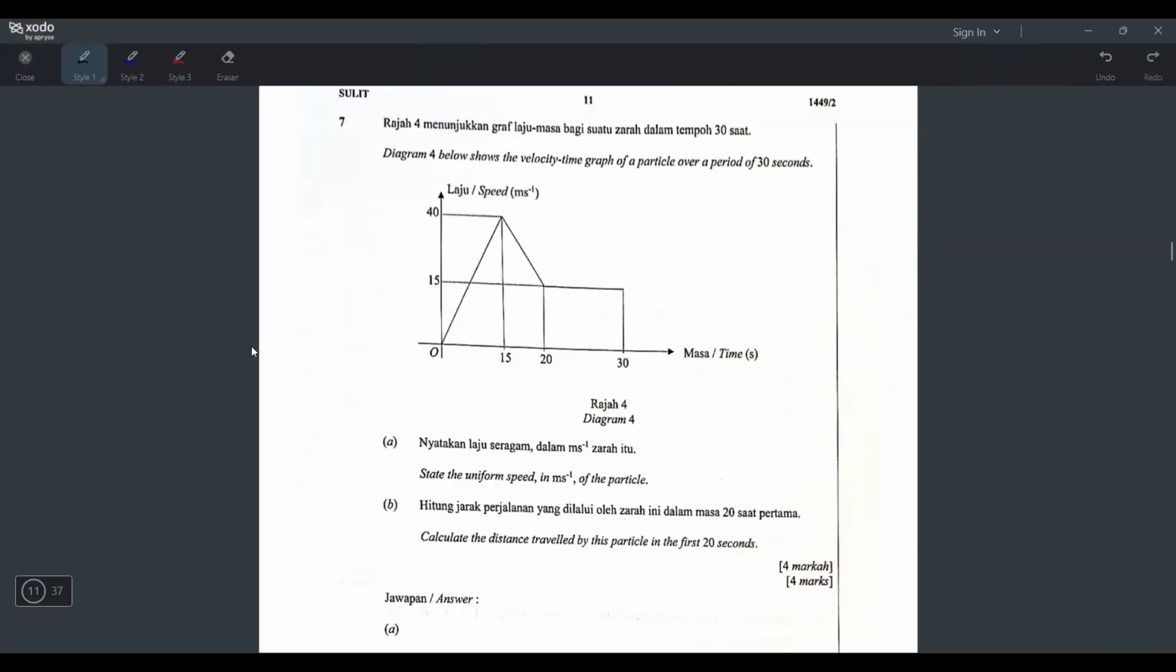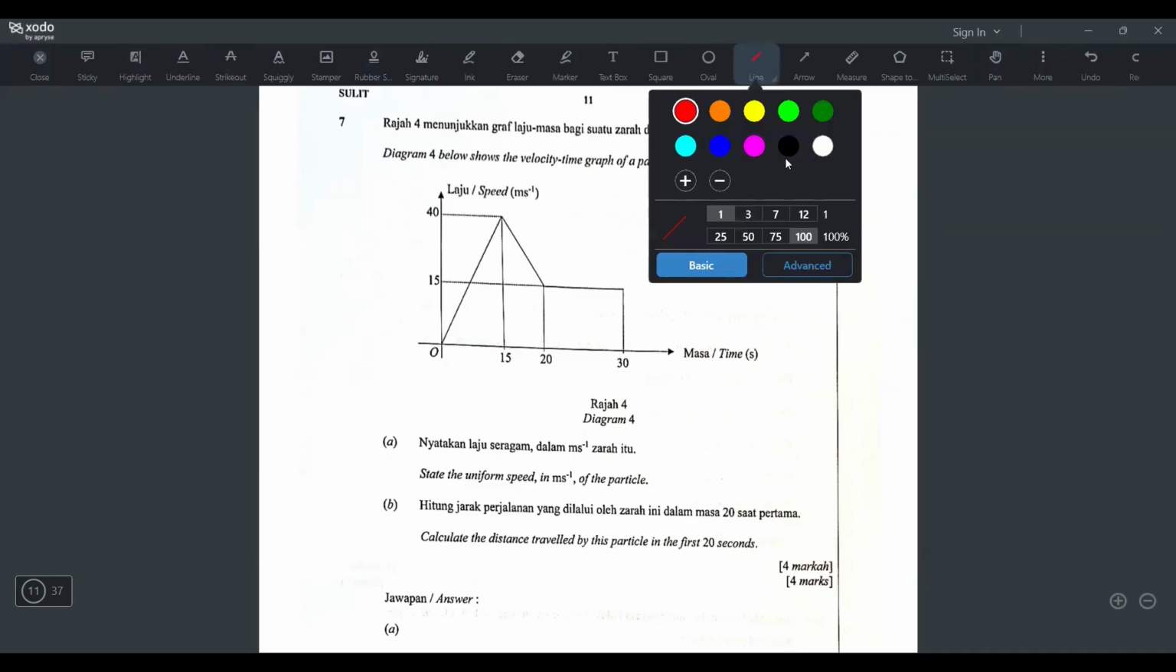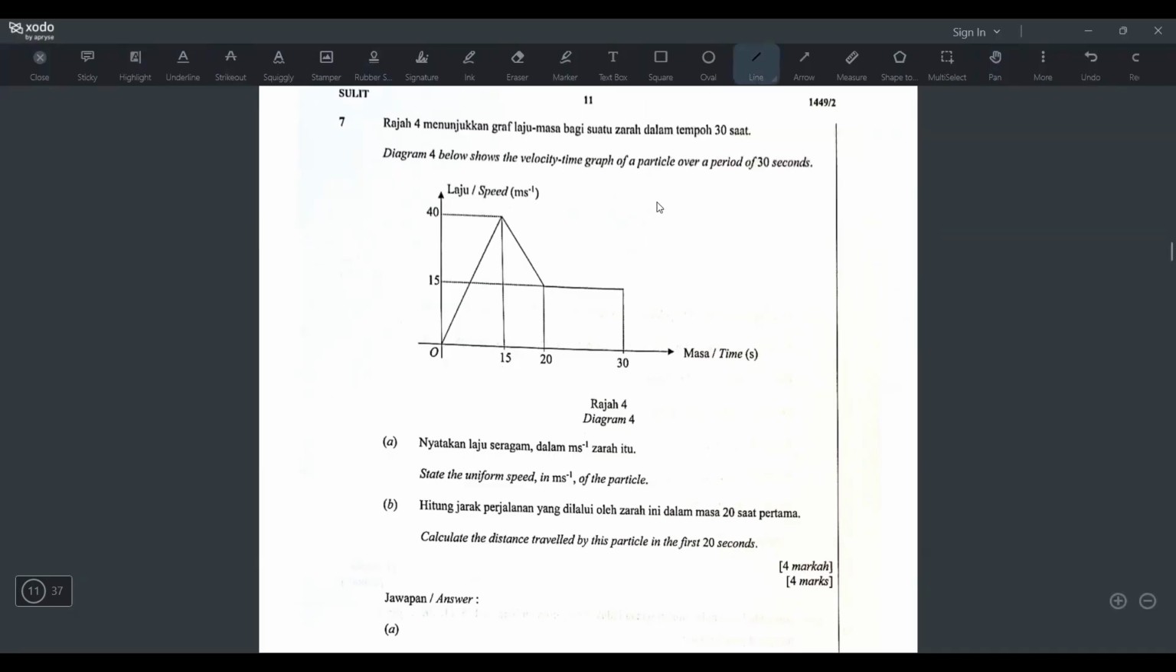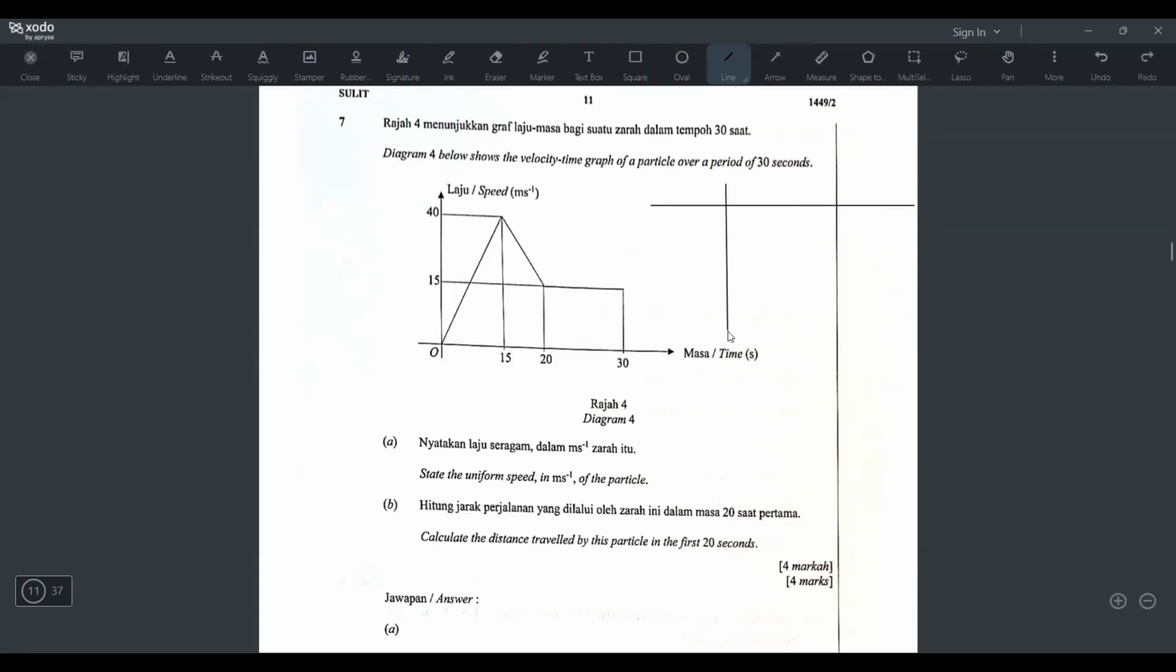Okay, let's continue with question number 7. Just by looking at this diagram, I already know this is a Form 4 chapter. It's called graph of motion, the distance time graph and speed time graph. Before I start, I will give you the notes first. This is how I teach my students. I will draw a table like this.